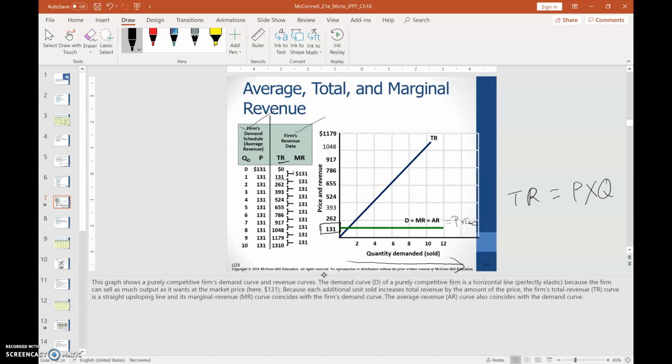Like, how do I get this number 131 here? Marginal revenue is equal to change in total revenue over change in quantity. So I have 131 minus 0 over 1 minus 0. This is equal to 131. I can do it for quantities 1 to 2 or 2 to 3. Every time I will end up with 131 as the marginal revenue, and this is also equal to the price.